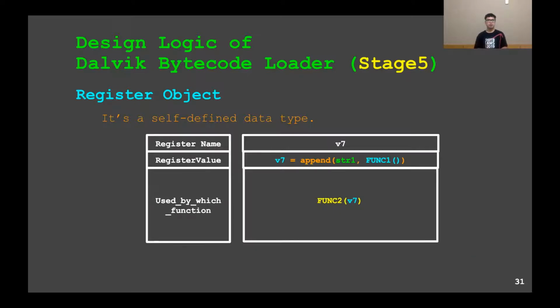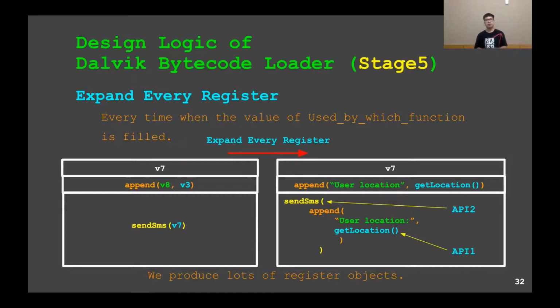In each register object, we store three kinds of information. Number one, the register name. Number two, the value of the register. And number three, the function who uses this register. Let's see the example. So the register name is V7, and the value of the register is a string. And the string appends the value of string 1 and the result of function 1. And then we can see that the register is used as the input source of function 2.